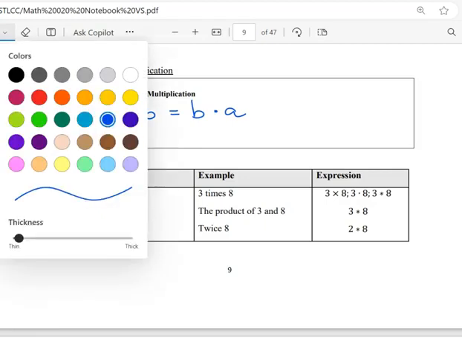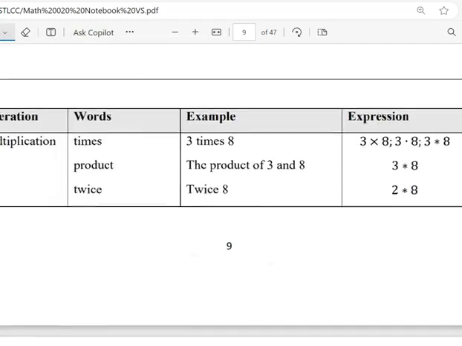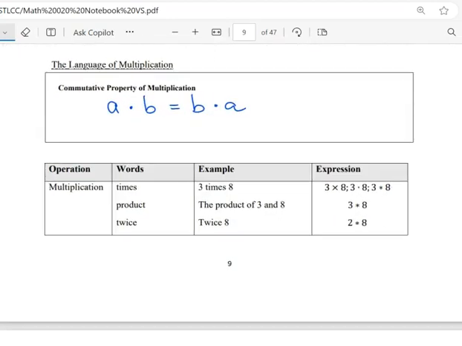And then you can create your own example. I am going to use maybe 5 times 4. So 5 times 4 equals 20, and 4 times 5 equals 20.